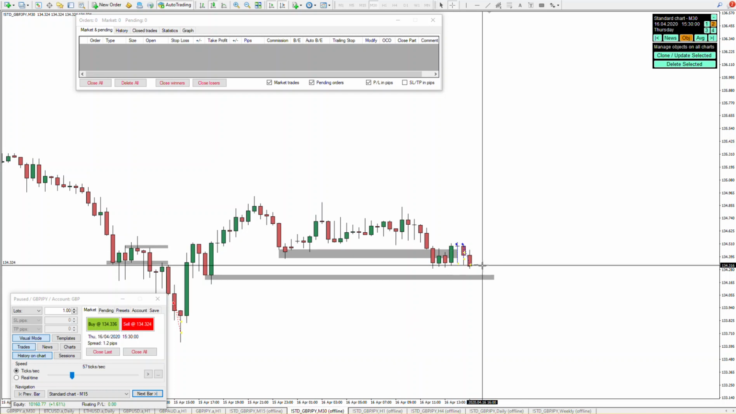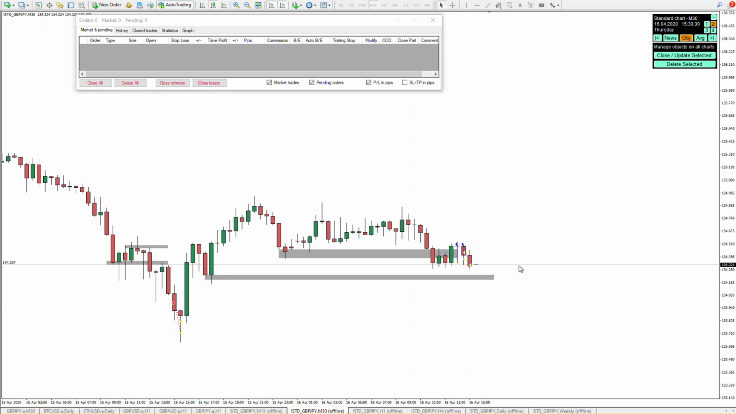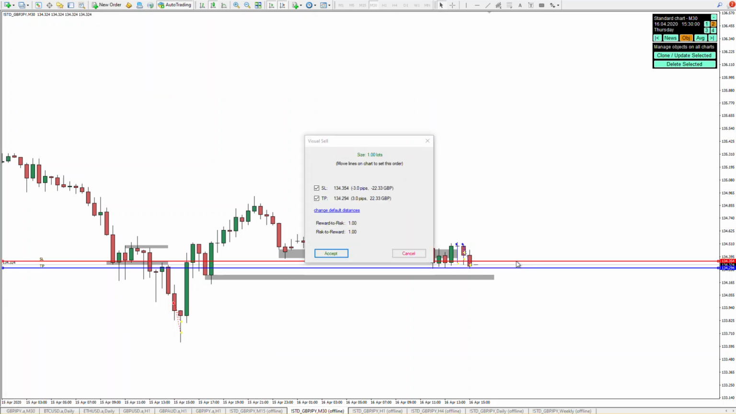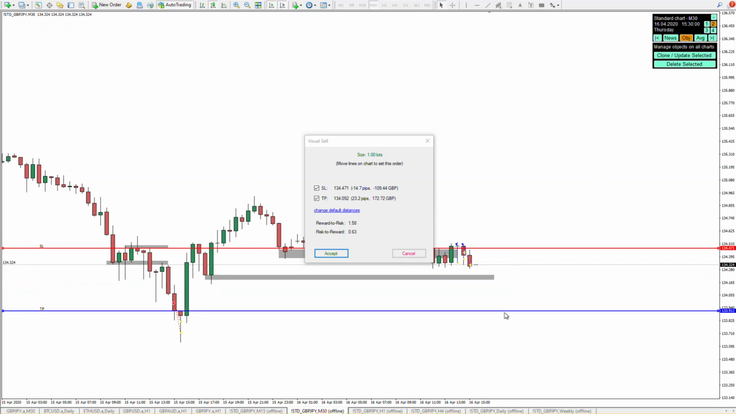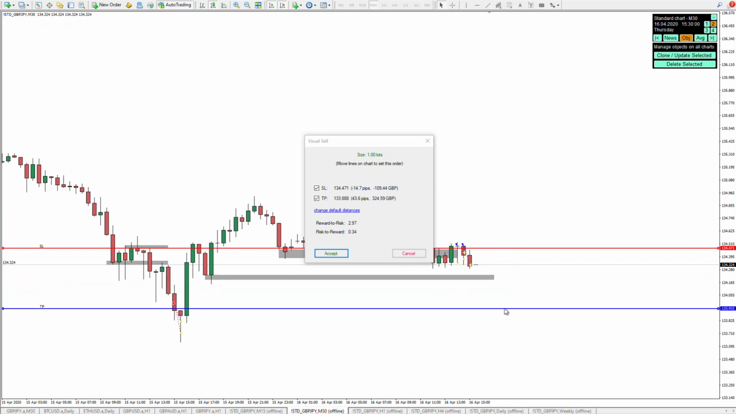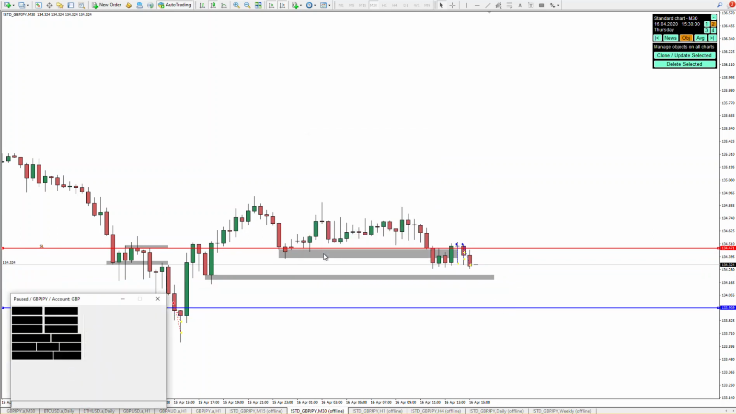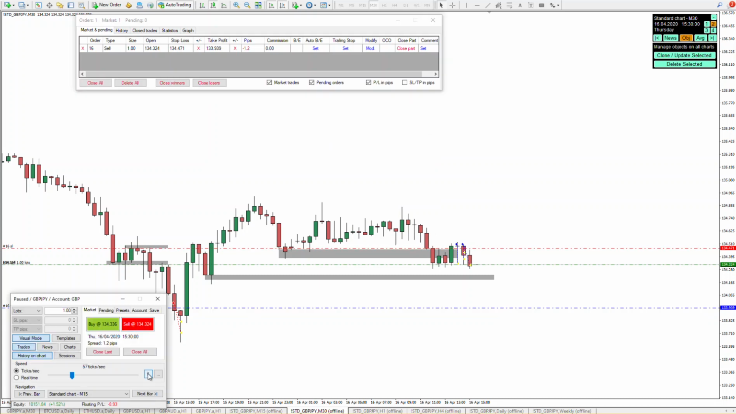So here we got a difficulty, because the support is 10 pips there. Let me sell right away. 1% risk, with stop there. TP there, but I would say let's put it there. Accept. And I'm quite sure about this trade.